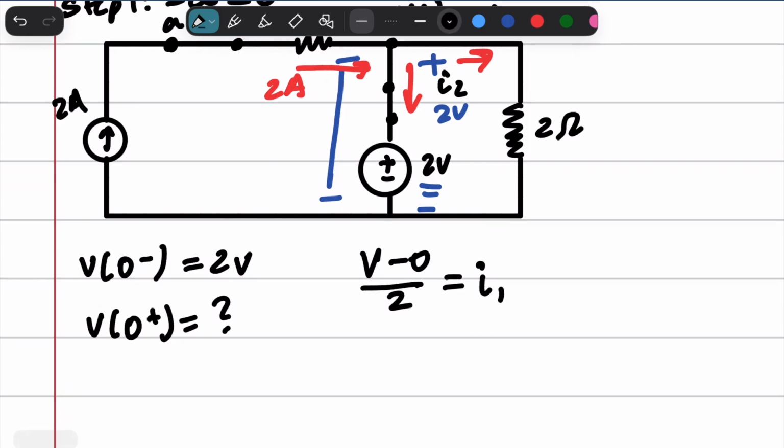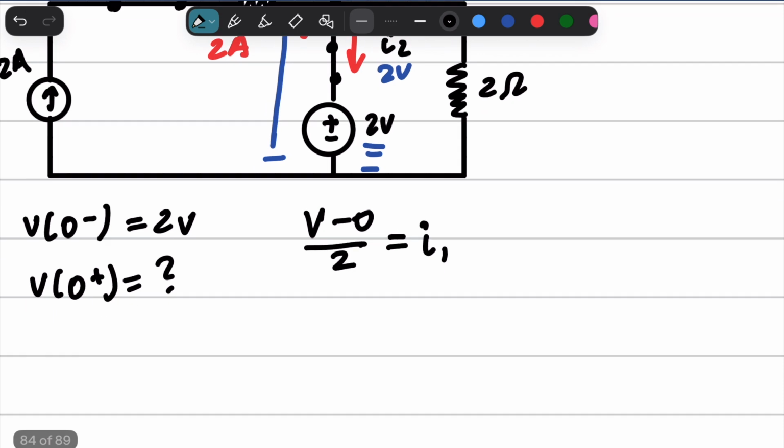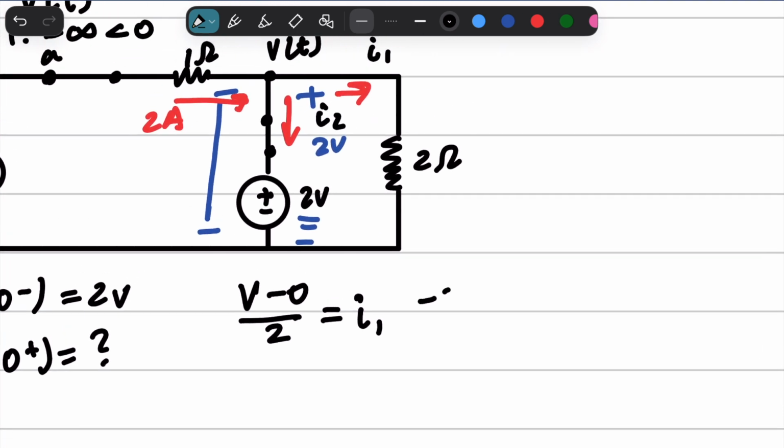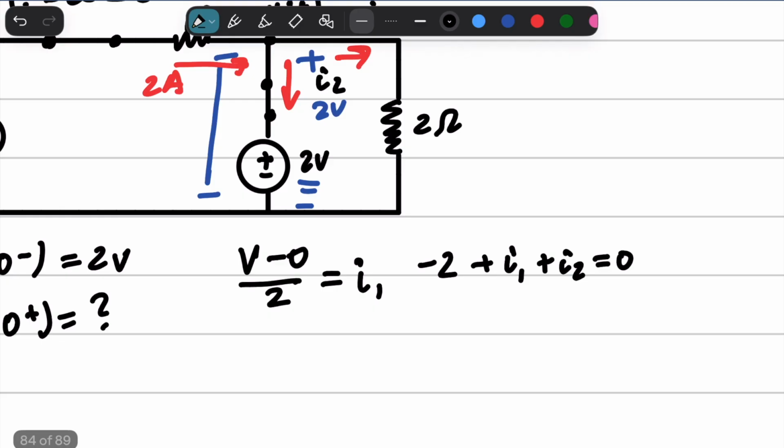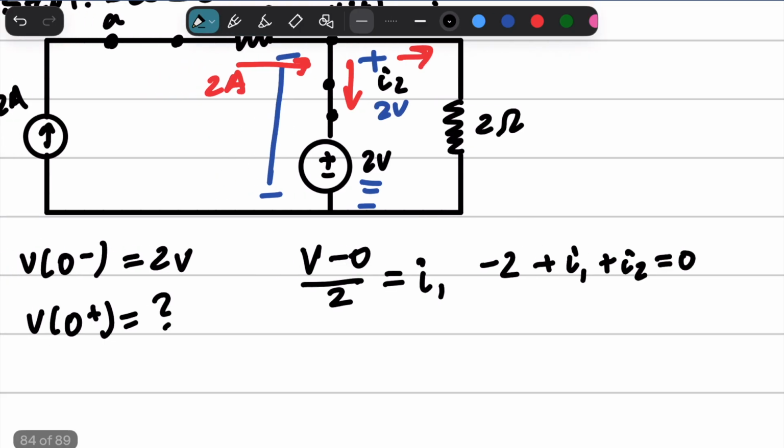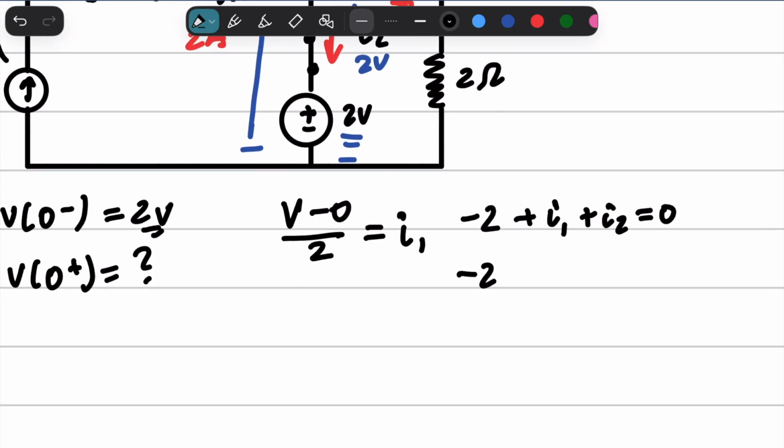And so the KCL is going to look like -2 plus I1 plus I2 is equal to 0. And we know what V is because we have that initial condition right there. And so we will have -2 plus 1, because 2 over 2 is just 1, plus I2 is equal to 0. And so I2 is effectively 1 amp.